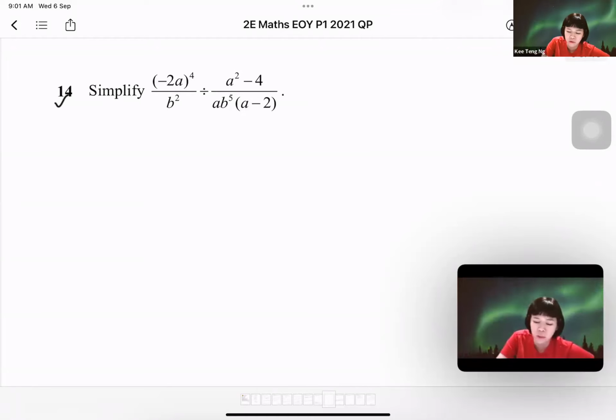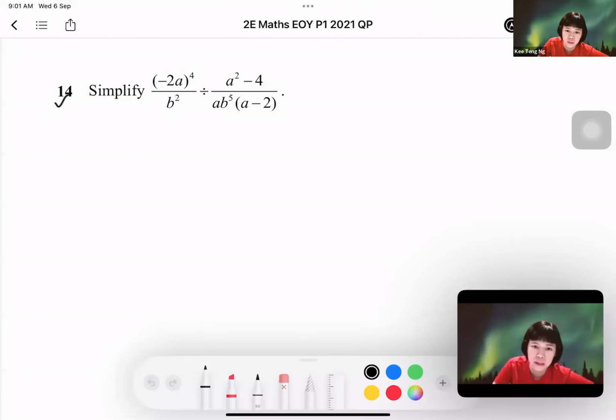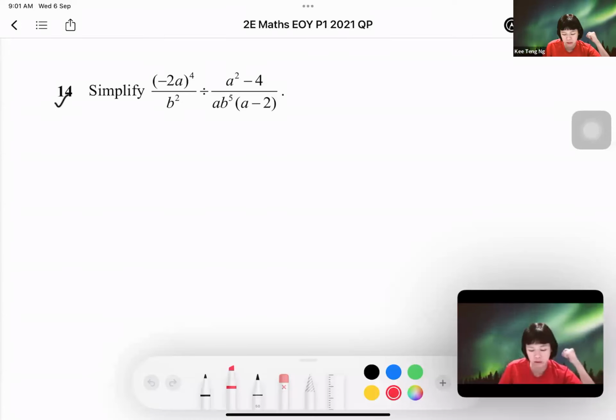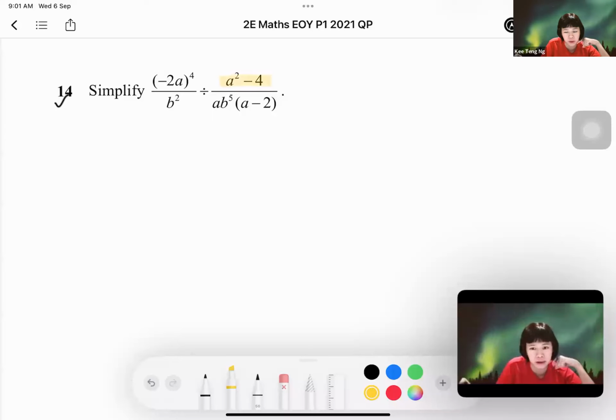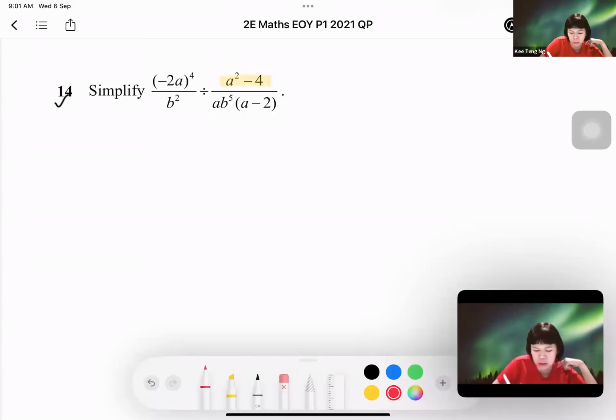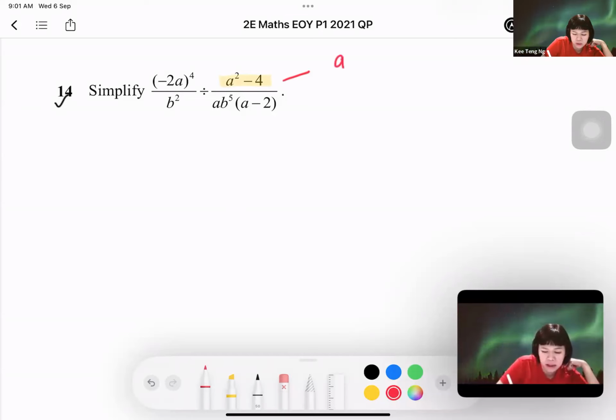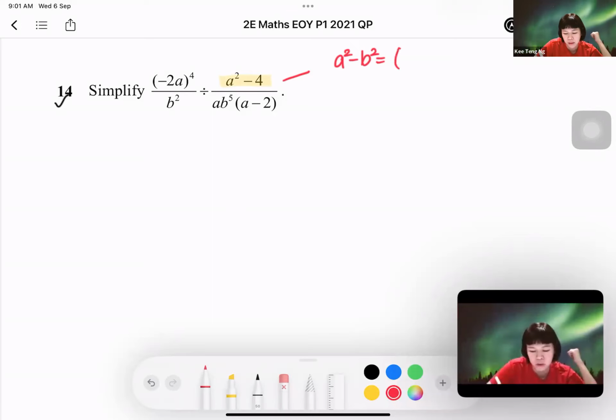There's quite a number of tricks or concepts that are going to be tested in this question. First thing, before we do any cancellation, let's make sure that everything is factorized into its proper factors. Which portion of the expression can be factorized? You'll notice that a squared minus 4 can be factorized. We're going to use the property a squared minus b squared, which can be factorized into what?